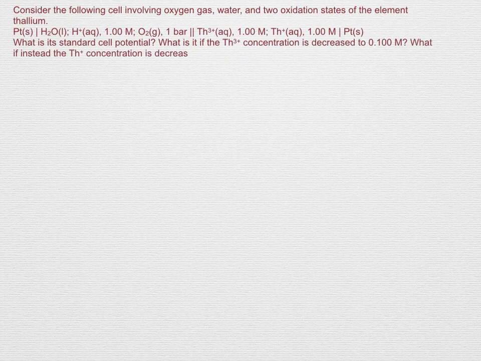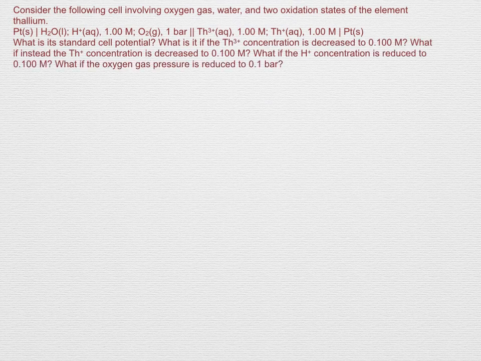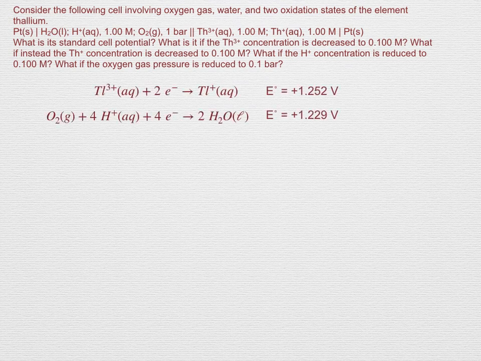Consider the following cell involving oxygen gas, water, and 2 oxidation states of the element thallium. Consider a decrease by a factor of 10 of each of the participating reagents, thallium 3+, thallium+, H+, and O2. Here are the standard reduction potentials. Thallium is most positive, so it will be the cathode. None of the reactants are solid conductors, so some inert electrodes must be introduced to transport electrons and connect to the external circuit, and we've used platinum for this example.